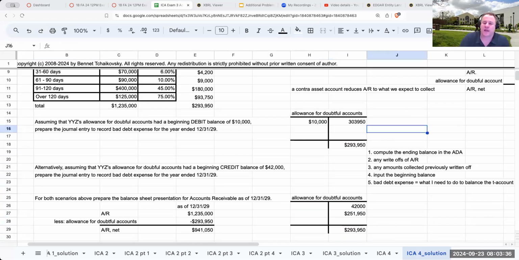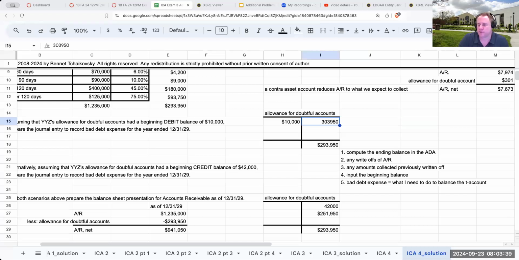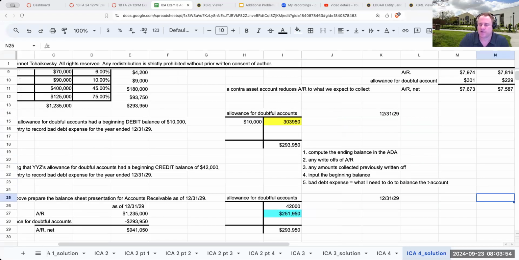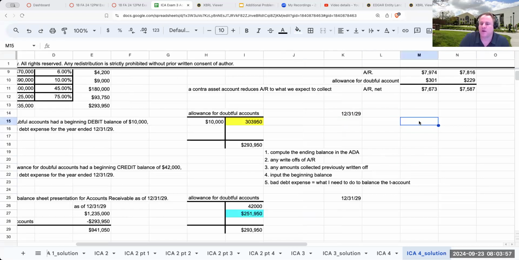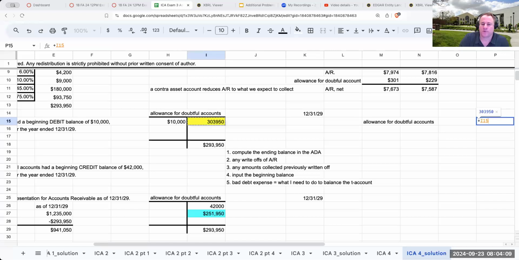So to answer, let's do the adjusting journal entry, right? These over here are my adjustments. So over here, we've got 12/31/29, same date, different opening balances. Over here, I'm crediting the allowance for doubtful accounts for 303,950. For every credit, I need a debit. This is going to be my debit to bad debt expense.